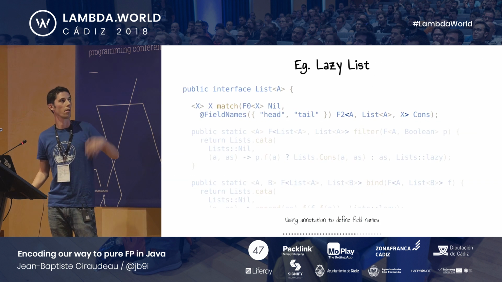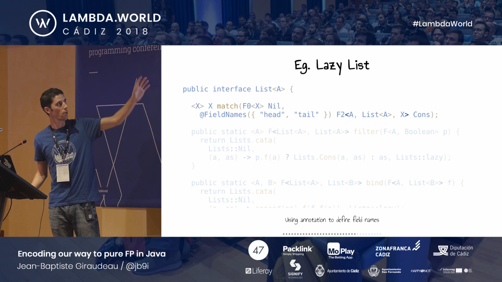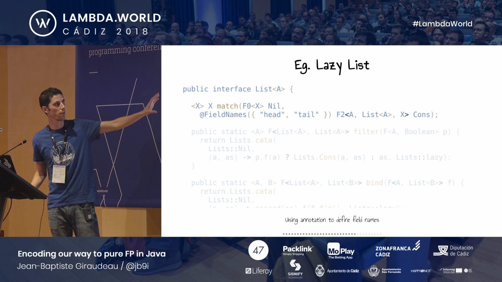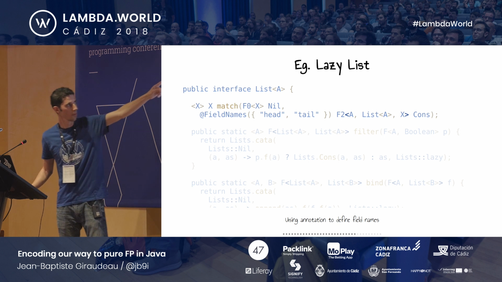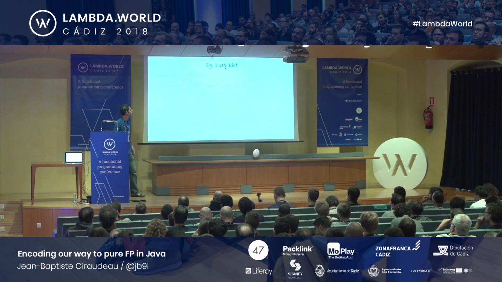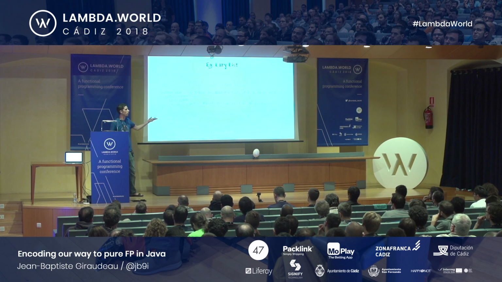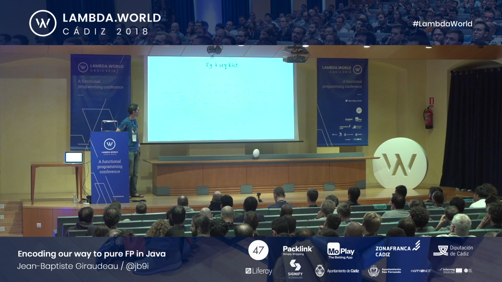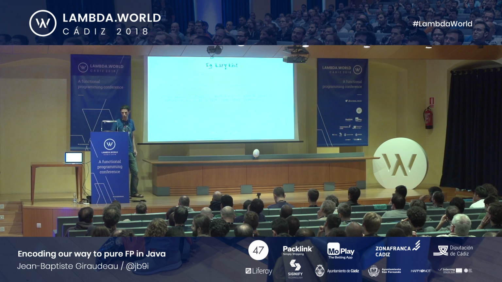So for example, if we take a lazy list implementation, it's missing the @data annotation because we'll use the R4J. Here we name the two fields of the non-empty list case, head and tail. And here is the way we can implement filter. Filter can be implemented using foldr, and it's quite straightforward. Same for append.